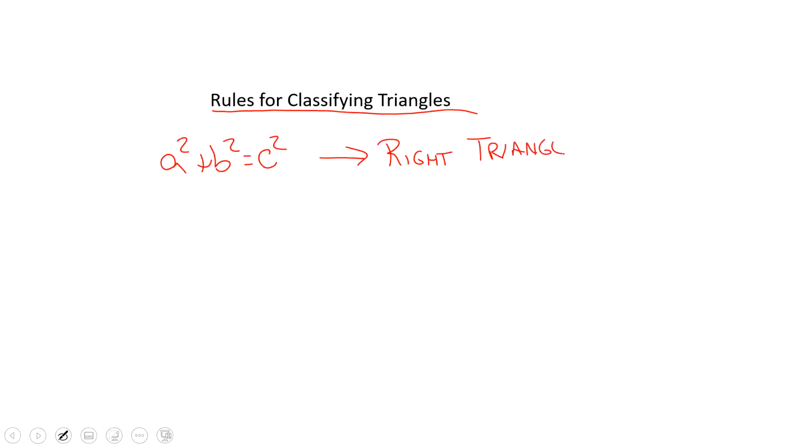When you're done, the rules for classifying triangles, though, I want to go over those. Remember, it's still a squared plus b squared equals c squared. That tells me I have a right triangle, if that statement is true. We have two other versions. We have a squared plus b squared is greater than c squared, and a squared plus b squared is less than c squared.